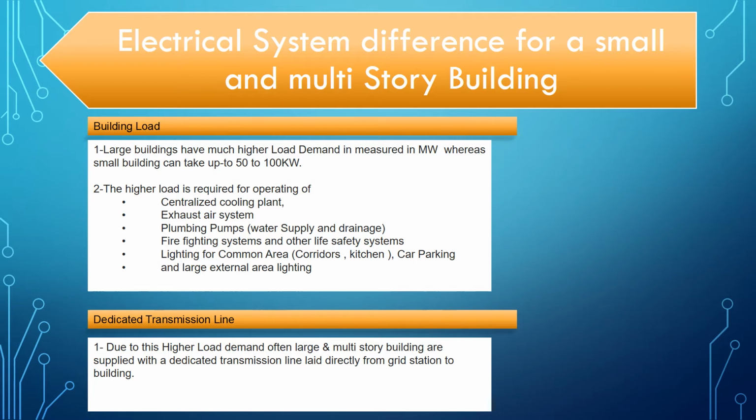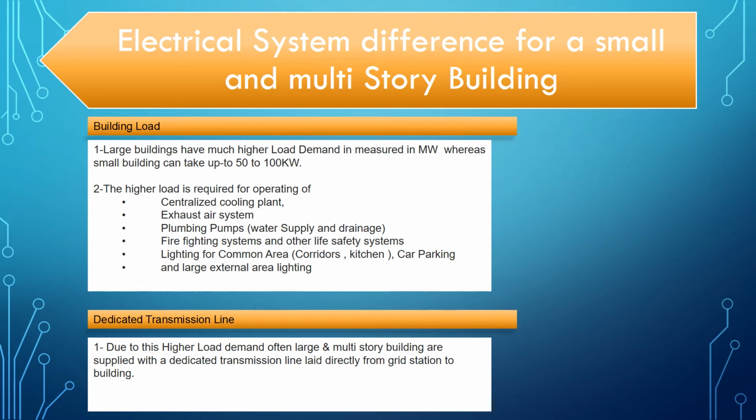The firefighting system also contains the fire engine, the main electric motor, some jockey pumps, and other systems, and the life safety system, which may contain smoke exhaust fans, makeup air fans in case of fire, and many other things. And lighting is also considered a big and different load, because you can have common area lighting, corridor, kitchen lighting, landscape lighting, building exterior and interior lighting, car parking lighting, basement lighting, utility lighting. We will make a separate video on the building lighting system.